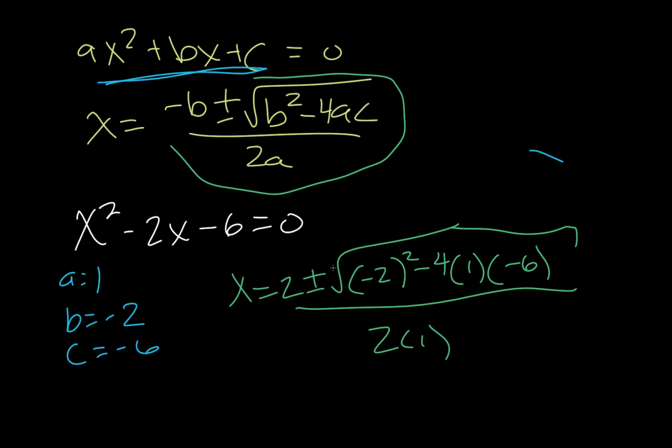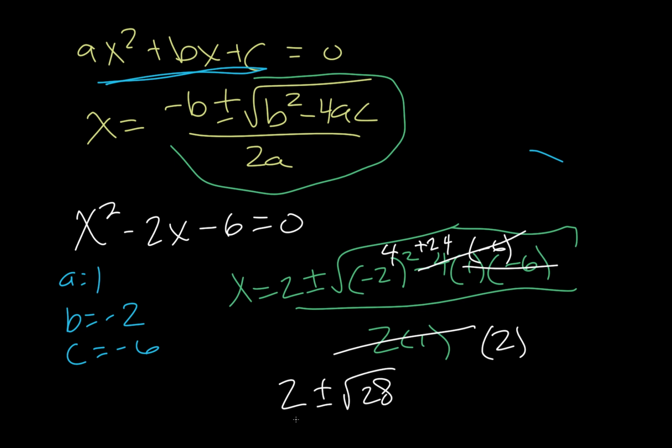Alright, from here, I would suggest simplifying that. So 2 times 1 is 2. Then I'm going to multiply all these together. So -6 times 1 is -6, and then -6 times -4 is 24. That ends up being positive, so I'll keep a plus sign there. -2 squared is +4, and if I add those, I get 28. So with a little bit of simplification, we end up with something that looks like that.